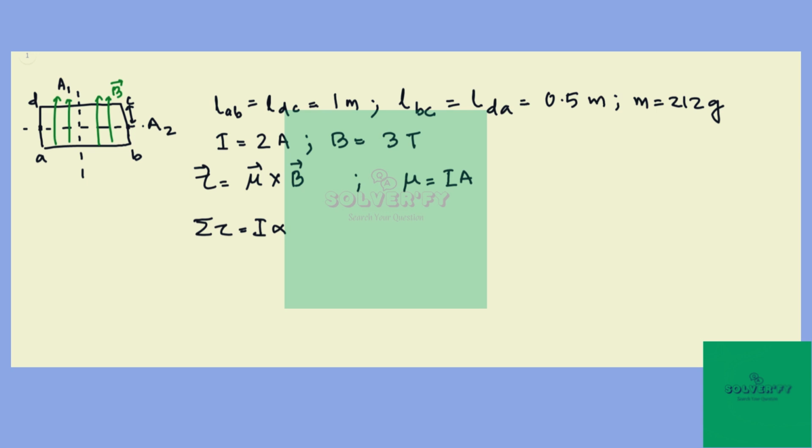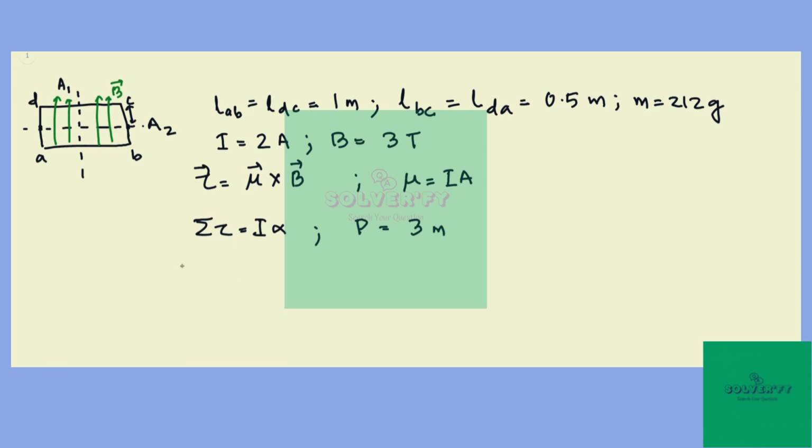Now, since the coil is uniform, the mass of each segment is proportional to its fraction of the total perimeter of the coil. So each 1 meter segment is one third of the total perimeter. Let's find the total perimeter first. The total perimeter is twice this plus this, so that's basically 3 meters.